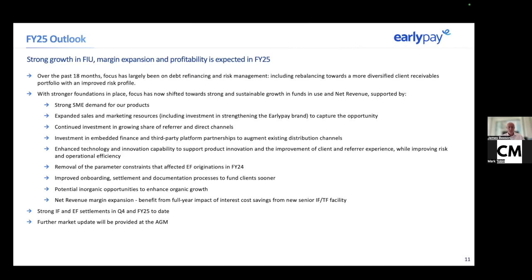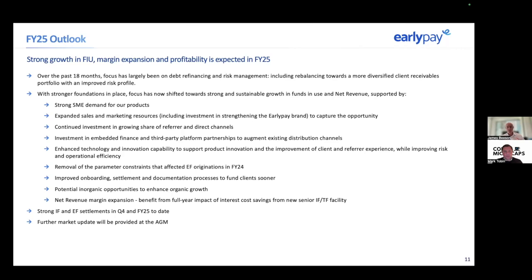The resumption of growth is supported by a much more balanced and systematic approach to underwriting. Improvements have been made with onboarding, settlement, and documentation processes to help get funds to clients sooner. And we're also engaging a lot more with clients than in the past to understand their needs and how we can better serve them. And that's coming through with our retention of clients and also referrals from clients. And to augment our organic growth, we're always on the lookout for inorganic opportunities to help us get scale in our core invoice financing product. And any acquisitions would really be focused on invoice finance, not the other lending products.